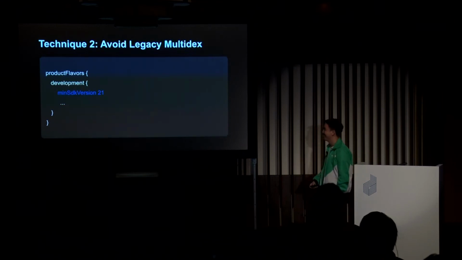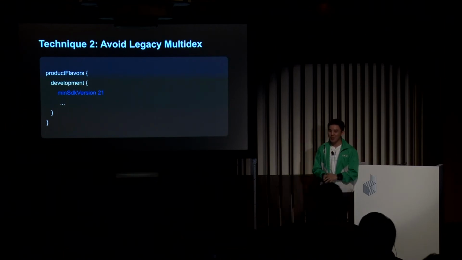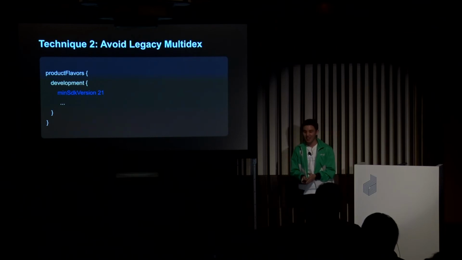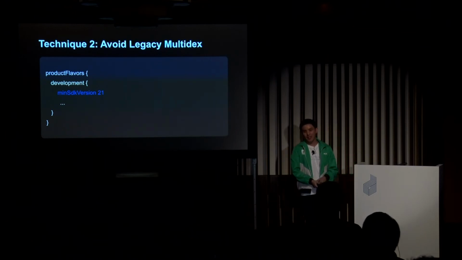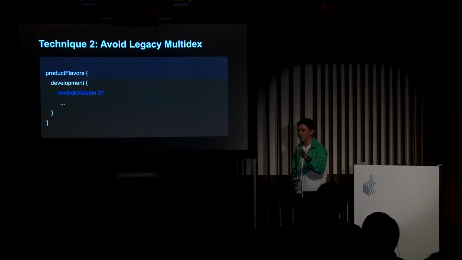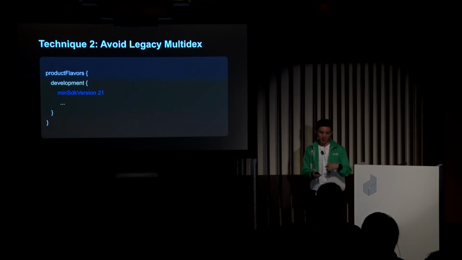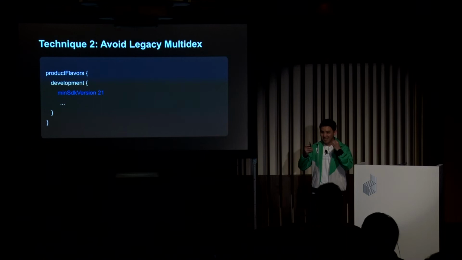Okay, no. And next, technique 2, to avoid legacy multidex. As you know, if your app exceeds the 64K method limit in Android, you will have to use multidex. At the same time, if you use multidex in Android and you support a minimum SDK version below 21, it will use something called legacy multidex. And legacy multidex will make your app build significantly slower.